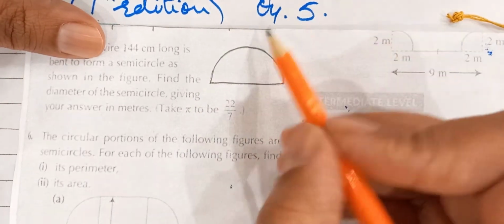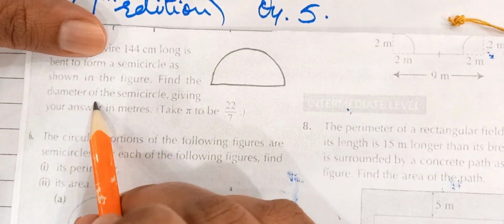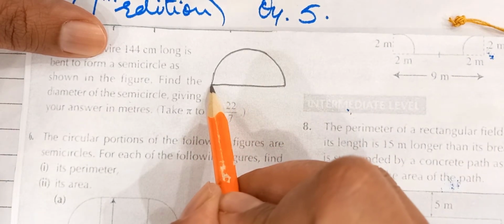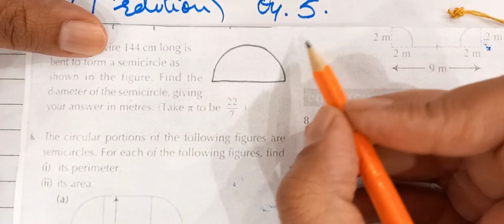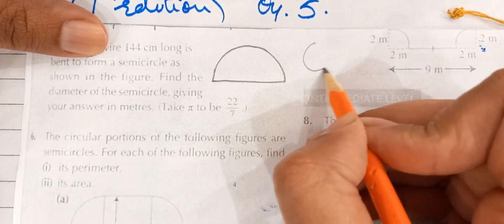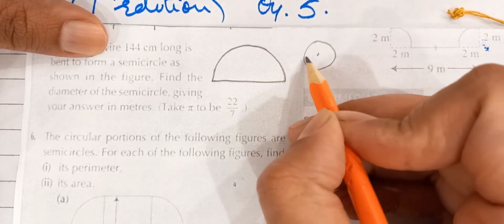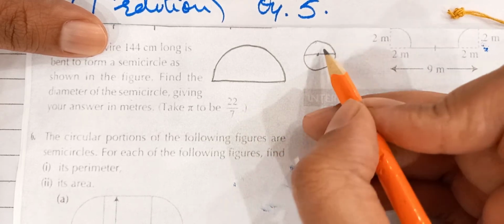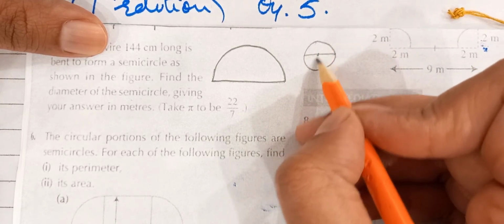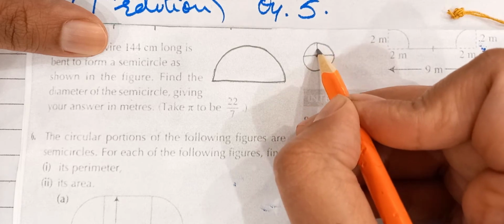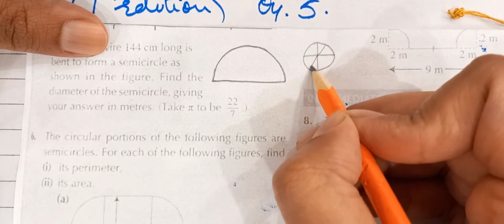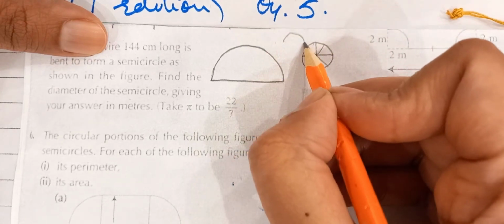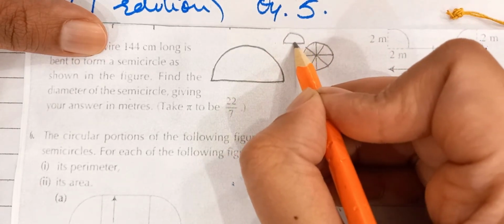Now, find the diameter of the semicircle. We have to find this diameter. The diameter of a circle is the line which touches both its ends and passes through the center. Any line which passes through the center and touches both ends is a diameter. And the diameter of a semicircle is obviously this part.